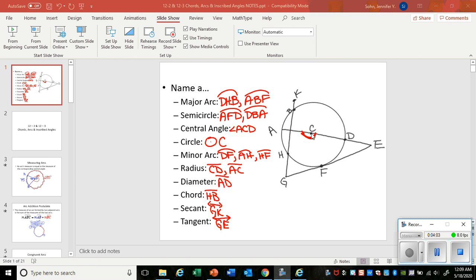Here, radius is C, D or A, C, and it always starts from the center. Diameter is A, D, so we use the line segment of points. Chord is H, B. And chord is, you see this H, D? A chord is a straight line segment whose endpoints, you have H and B, those are endpoints. They both lie on a circle. So this is a chord.